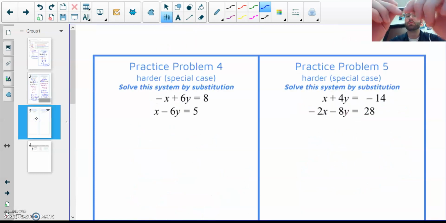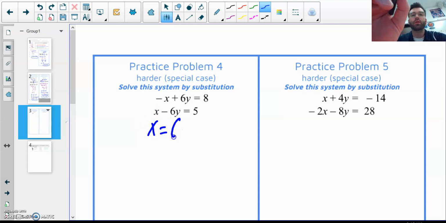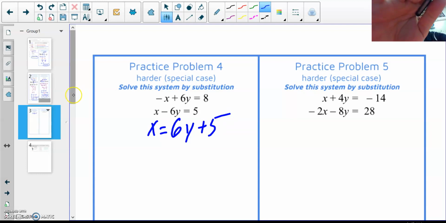Remember, this one's a little bit trickier because I have a negative x and a positive x. So what I want to do is pick a variable to isolate, a variable with a positive 1 as its coefficient, which is right here. So I know that x is 6y plus 5. Let's just walk through this one.